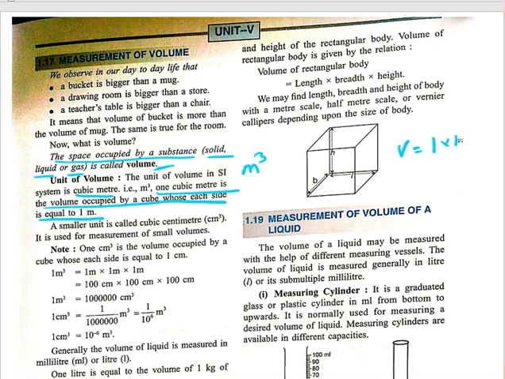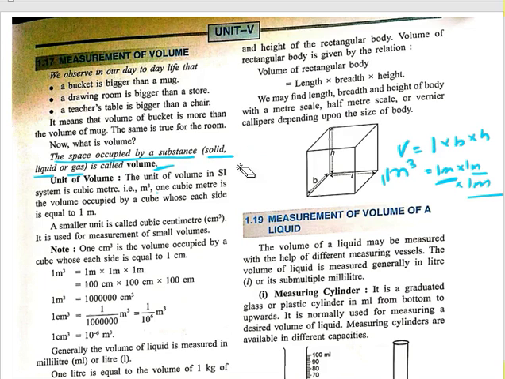Why? Because volume is length into breadth into height, so the unit of volume is meter cube. We take 1 meter into 1 meter into 1 meter. So how will we define 1 cubic meter? 1 cubic meter is defined as the volume occupied by the cube whose dimensions are 1 meter, 1 meter, 1 meter, that is, each side is equal to 1 meter. So you have got three things: the definition of volume, the unit of volume, and the definition of 1 cubic meter.